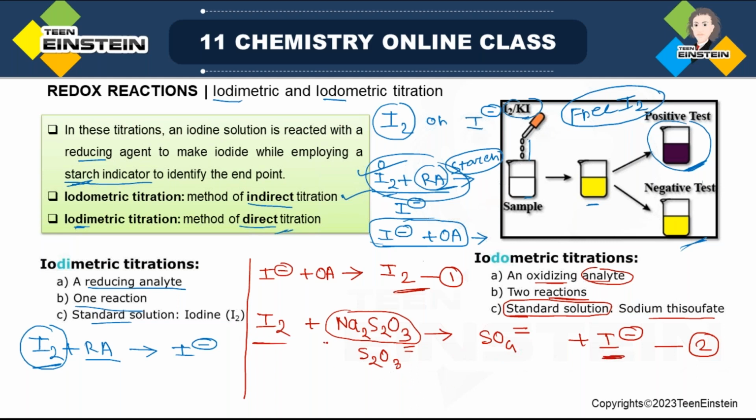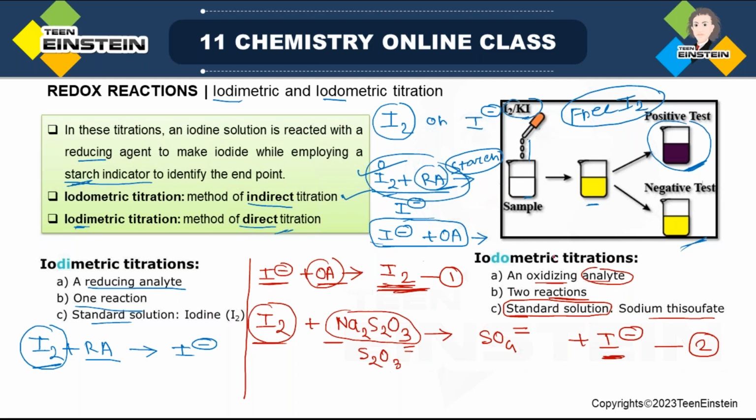So from the mole ratio of these two, you will be able to calculate the number of moles of iodine. Once you know the number of moles of iodine, that is obviously coming from the first reaction, now from the mole ratio of this iodine and the oxidizing agent, indirectly you can also calculate the number of moles involved for this oxidizing agent.